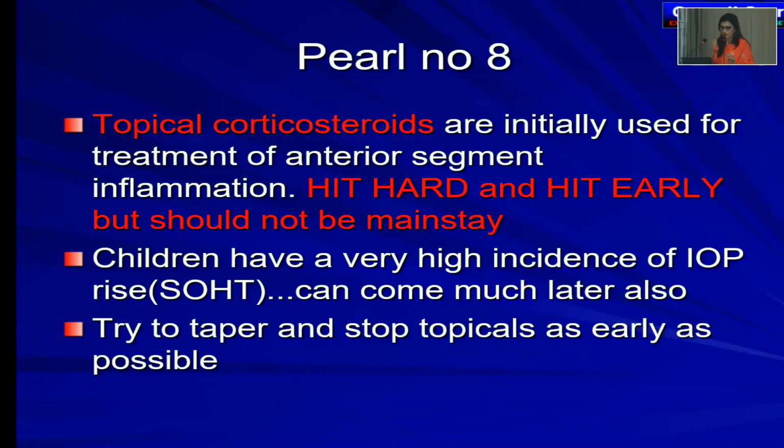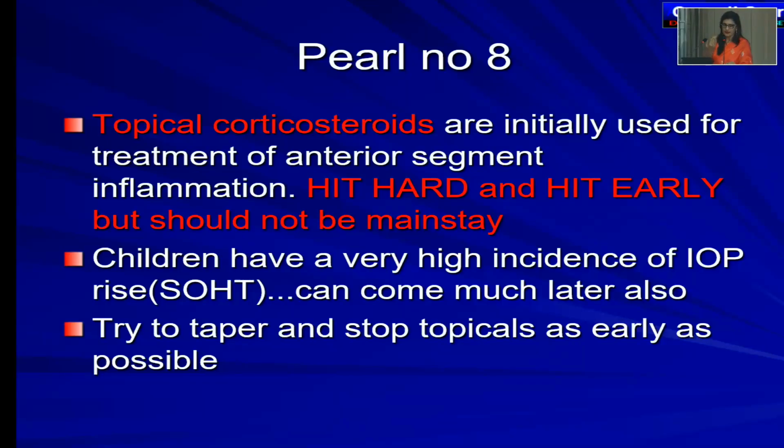Topical corticosteroids are initially used for treatment of anterior segment inflammation, and it is the same dictum as in adults: hit hard, hit early. So don't start in inadequate doses, 2 times, 3 times. When you are starting your topical steroid, you start 6 times, 3 hourly, and if it's a hypopion uveitis, you start hourly or 2 hourly for the first few days. Then you can make it 3 hourly, and then you start the taper depending on response. Do not give an automatic taper, where you give the patient 6 times for 1 week, 5 times for 1 week, 4 times for 1 week without seeing the patient.